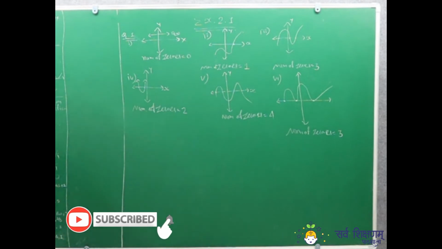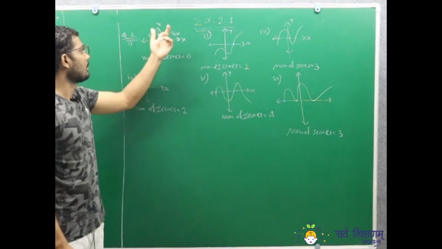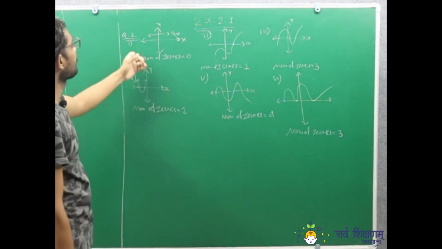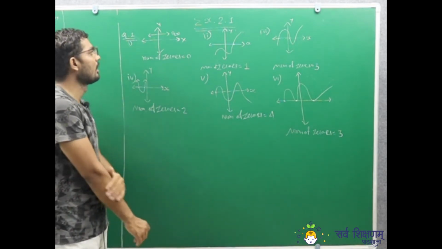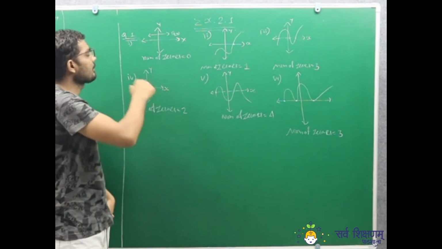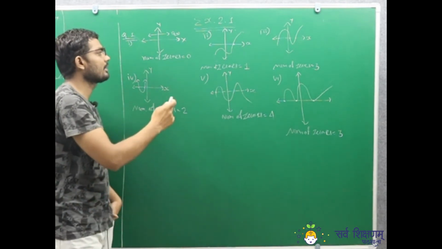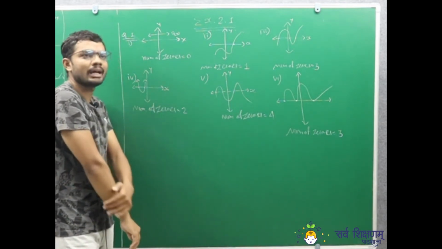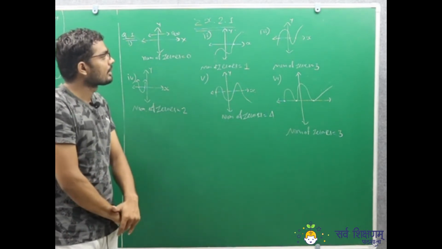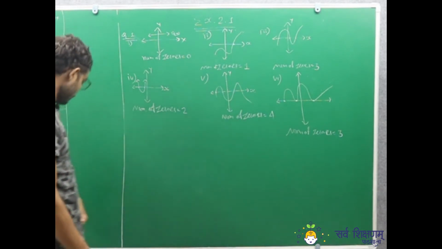Exercise 2.1 is very simple because in the first question of this exercise we only find the number of zeros, and the number of zeros is found from how many times the graph touches the x-axis. If the graph of the given polynomial touches the x-axis 1 time, it is a linear polynomial. If it touches 2 times, it is a quadratic polynomial, and if it touches 3 times, it is a cubic polynomial. Next, exercise number 2.2.